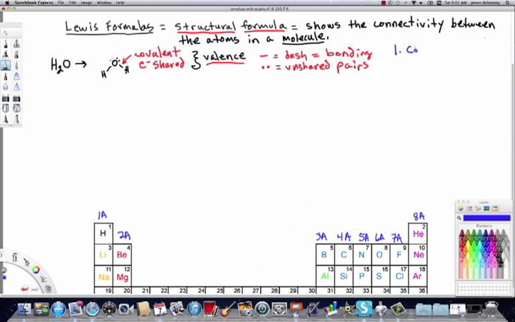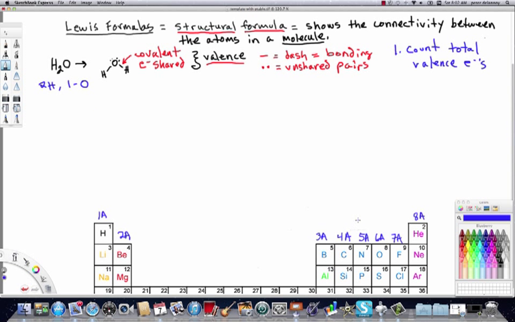All right. So step number one, when converting a chemical formula into a structural formula, will be to count total valence electrons available. All right, so we look at H2O, and we see that there are two H's in here. All right, and there's one oxygen.